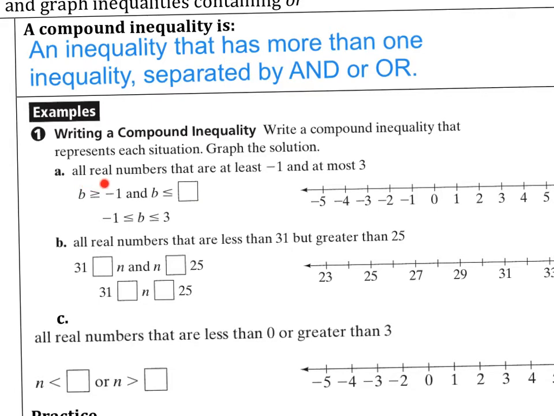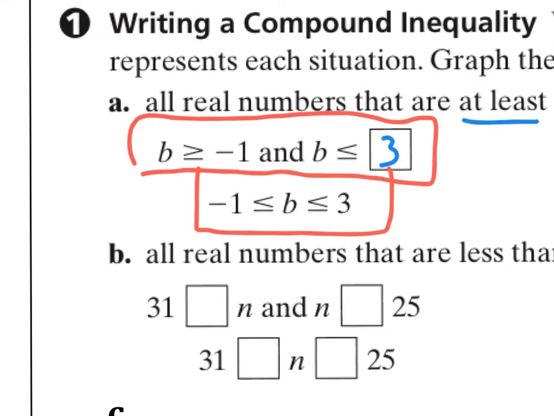So this one says all real numbers that are at least negative 1 and at most 3. At least negative 1 and at most 3. So notice what we have here. This is the answer. B is greater than or equal to negative 1, and B is less than or equal to 3. So we can write it like I just did, or you can write it like this as a single sentence. So no word and in between.